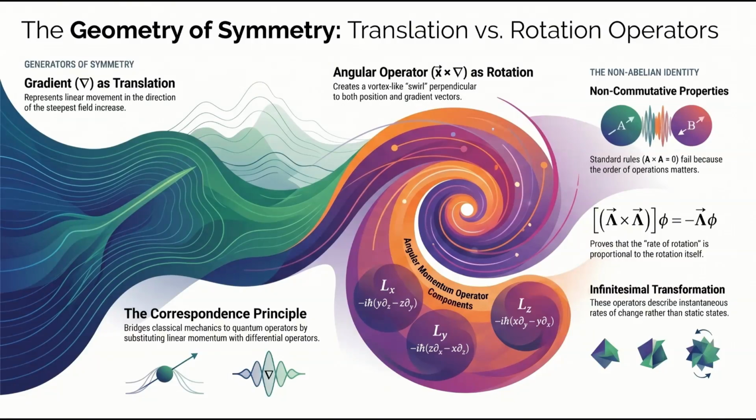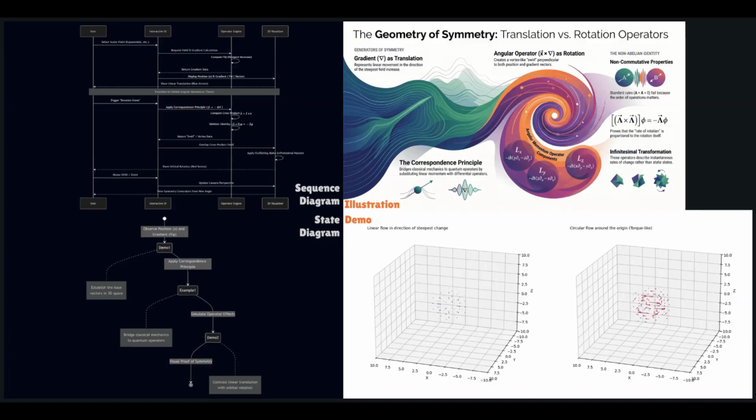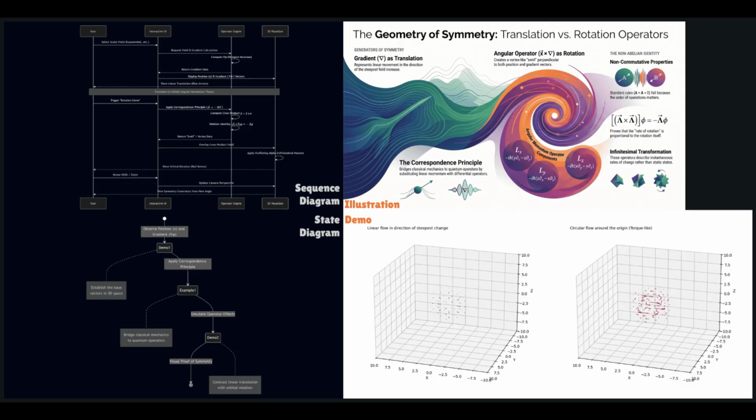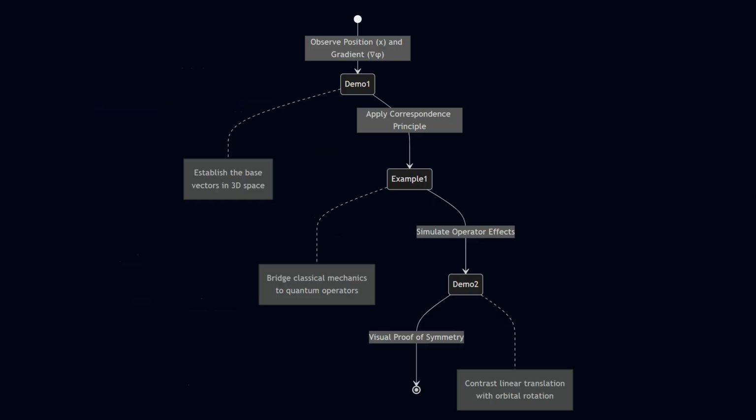The invisible engine of motion. How theoretical proof bridges the gap between seeing and understanding symmetry. The journey from observing a simple 3D arrow to witnessing a complex spinning vortex is mapped out by two critical guides. The state diagram, which charts our conceptual growth, and the sequence diagram, which details the software's technical heartbeat.